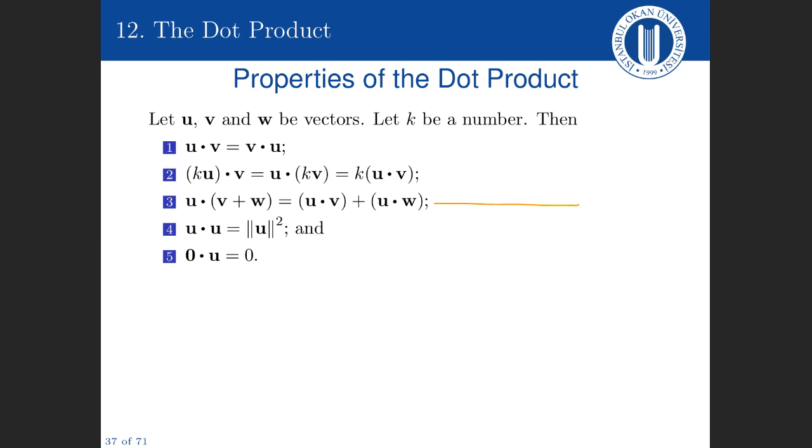If we have numbers, you'll remember that a multiplied by b plus c is, of course, ab plus ac. We have the same idea for the dot product. u dot (v plus w) is the same as u dot v plus u dot w. As long as you remember the formula for numbers, you can remember that we can do the same thing for vectors.